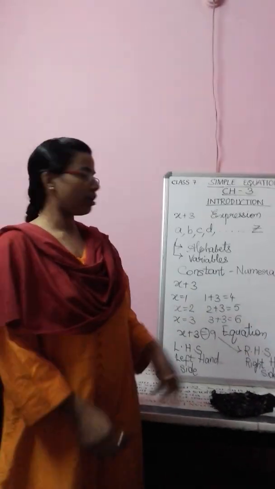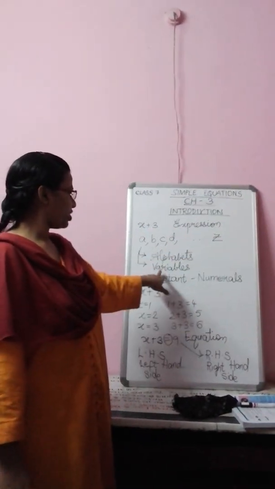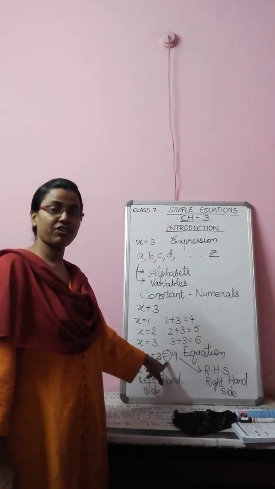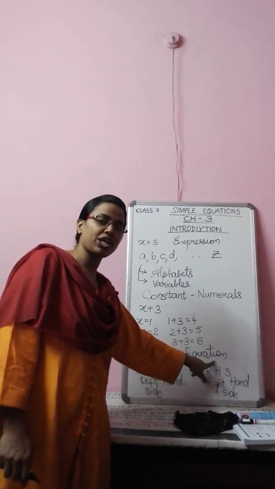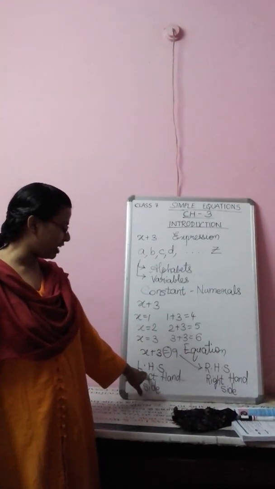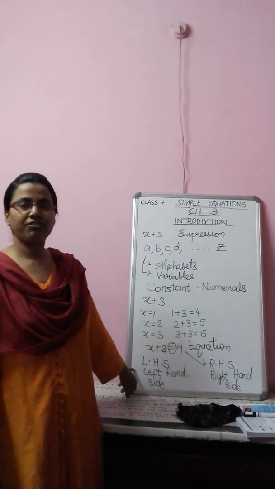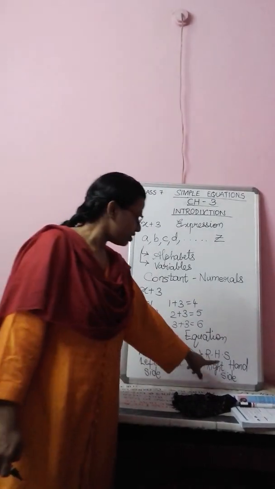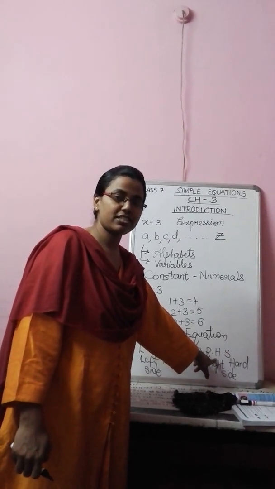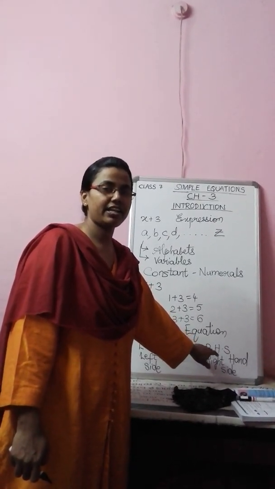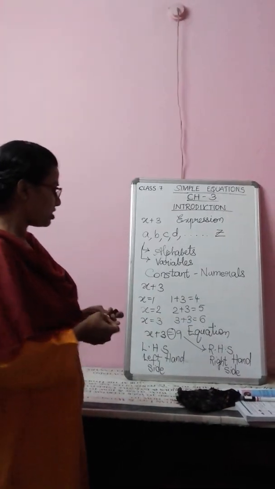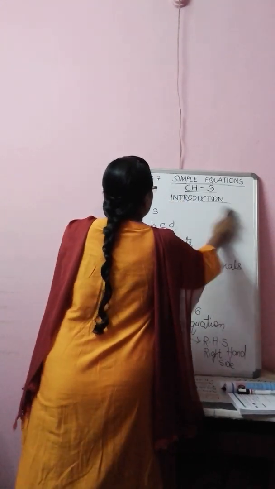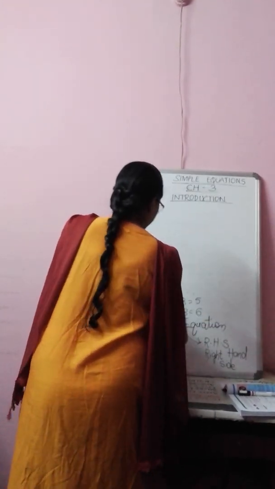So till now we spoke about expression, which is a combination of variables and constant. Two expressions, when they are having an equal to sign, it becomes an equation. For an equation, we have L.H.S and R.H.S. The full form of L.H.S is left hand side. And what is the full form of R.H.S? It is right hand side. Now, we can find out the value for this. Now let me erase the board and explain.